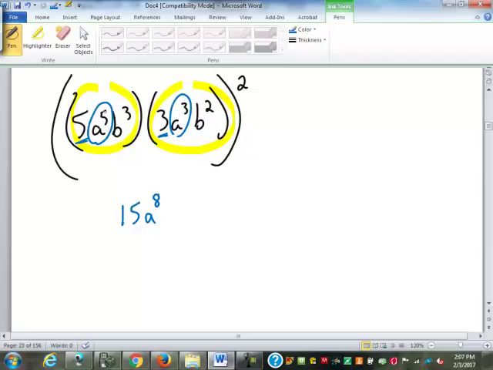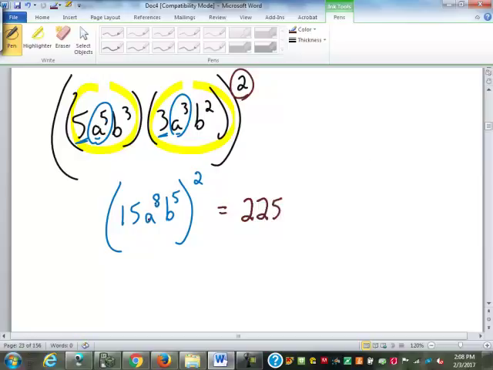When we're multiplying exponents with the same base, so a and a are the base, we add the powers. 5 plus 3 is 8. So then it's going to be b to the 5th. Good. 3 plus 2 is 5. Now we've got to raise it to that power of 2, the squared that's out here. Well, 15 squared is 15 times 15, or not 30. 225. There we go.